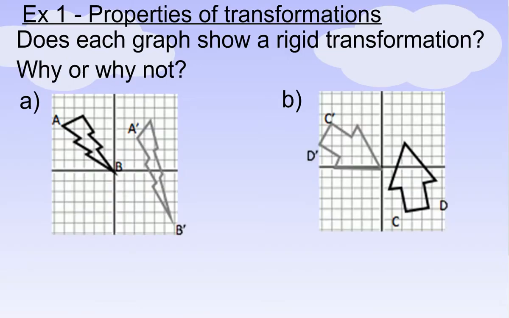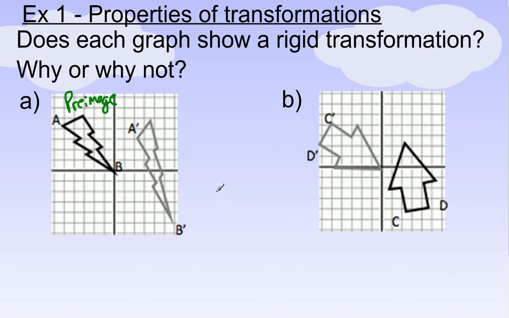So in this first example, what we're trying to do is figure out, is this showing a rigid transformation? So let's see. This first one, the black shape, A, B, that is the pre-image. So that's the original. That's what it started out as. And then it changed into this gray one. That's the A prime, B prime.